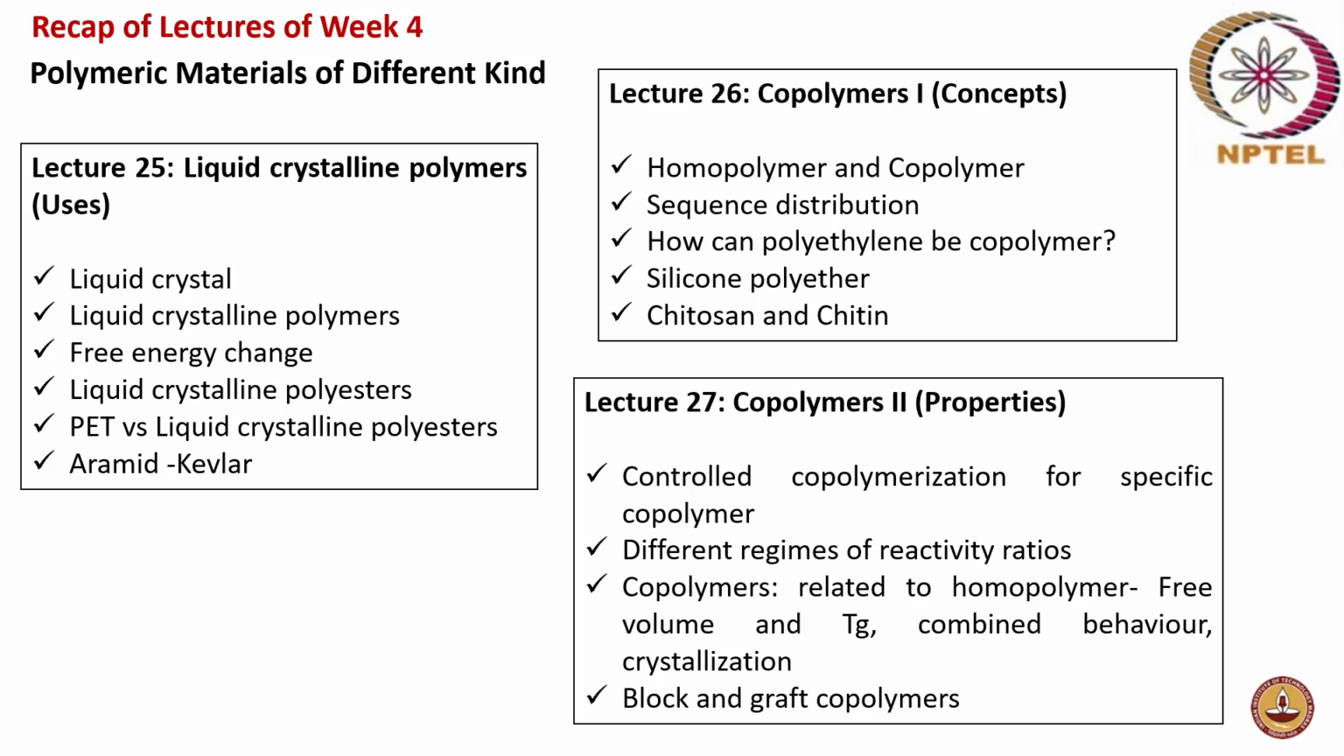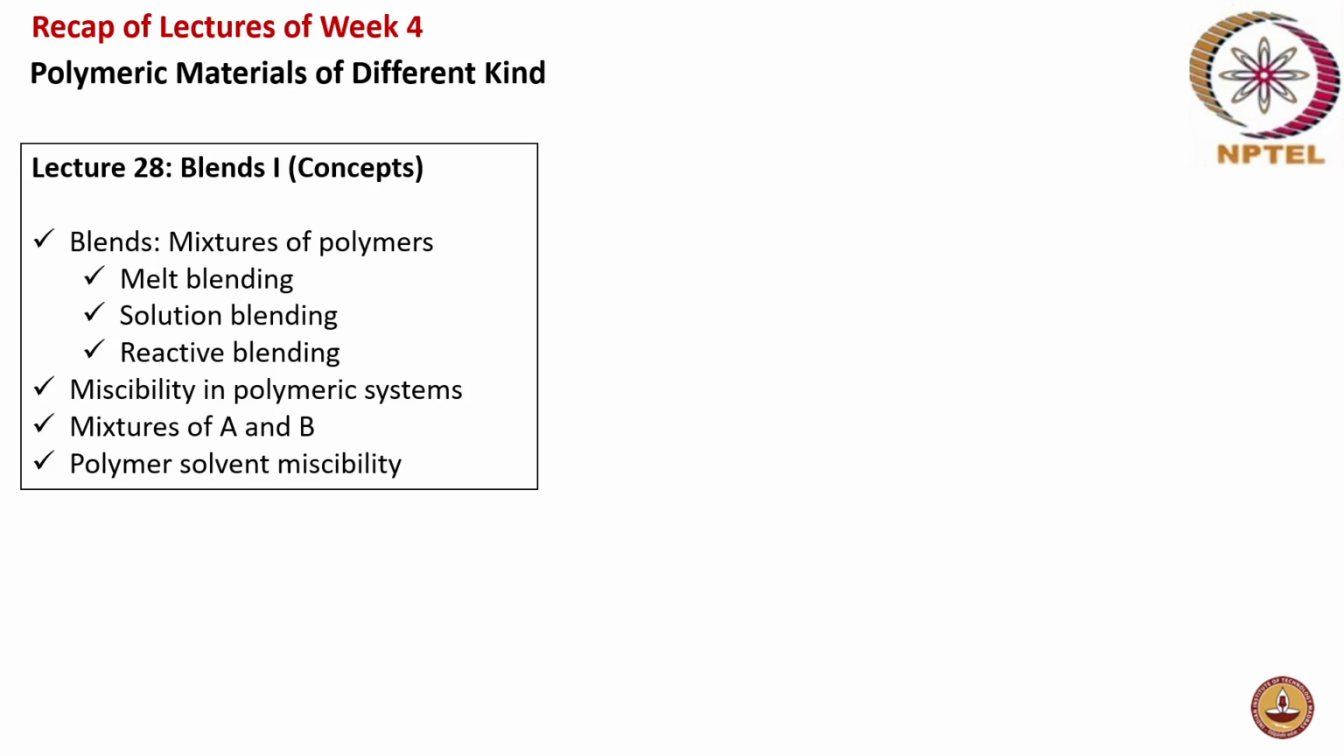Because if one of the monomers is able to crystallize, but any other monomer is not able to crystallize, then crystallization is actually difficult in the case of a copolymer. And then block and graft copolymers were discussed.